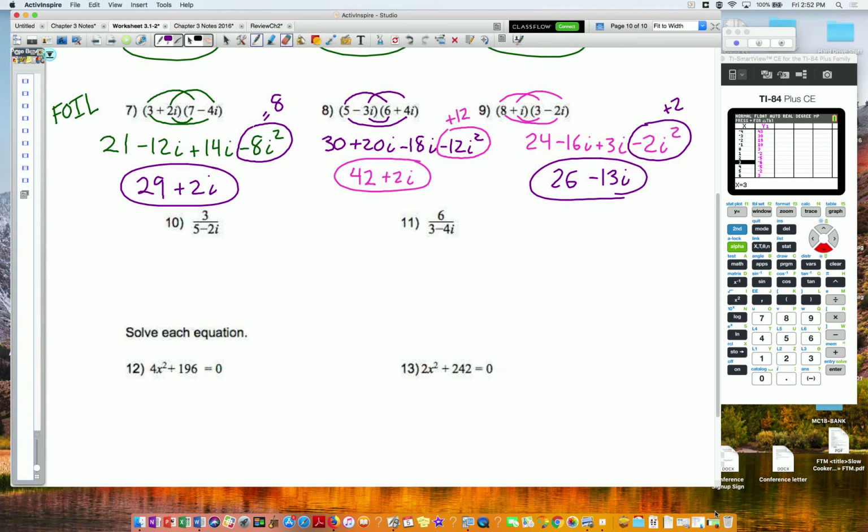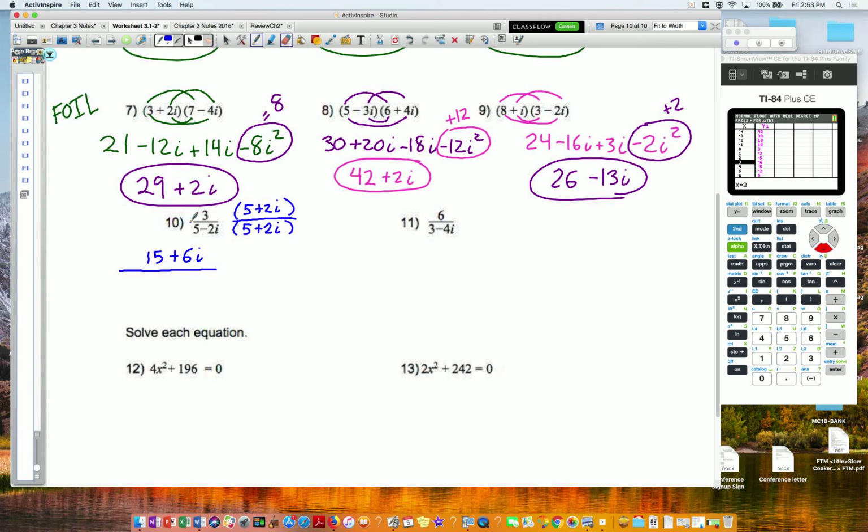All right, the division. This is where we multiply the top and bottom by the conjugate. So I'm going to multiply the top and bottom here by the conjugate of the denominator. I'm trying to get i out of the denominator. The conjugate is simply where I change the sign in the middle. On the top, I simply distribute, so I get 15 plus 6i. In the bottom, I actually have to FOIL.